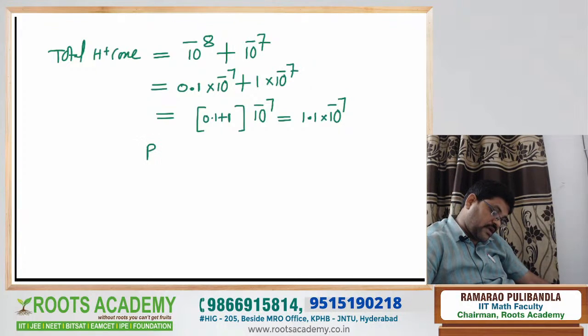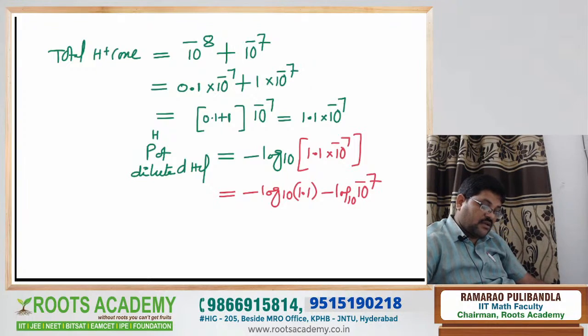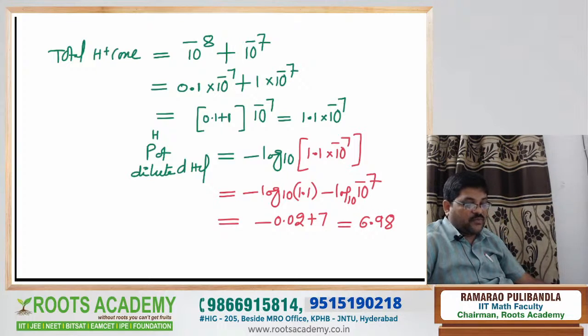So from that, we get the pH of the diluted HCl. The pH of the diluted HCl is equal to minus log to the base 10 of the H plus ion concentration, which is 1.1 into 10 power minus 7. Understood, students? Now from that you get minus log to the base 10 of 1.1, minus log to the base 10 of 10 power minus 7. Now minus log of 1.1 value is 0.02, plus 7. The answer is 6.98.